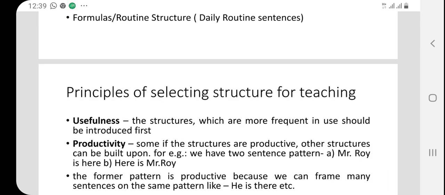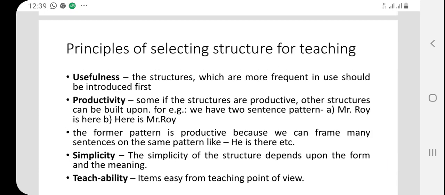Then we have principle of selecting structure for teaching. Like if you are a teacher, you are teaching in a class and you have to teach the structure of the sentence, then how would you start teaching in your class? First, keep in your mind that if you put yourself in the place of a teacher, as a grammar teacher, you want to teach structure of the sentences in the class. So what kind of sentences will you teach at the initial level, at the beginning?